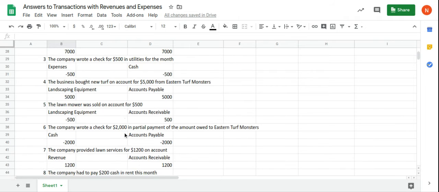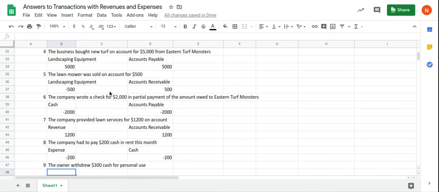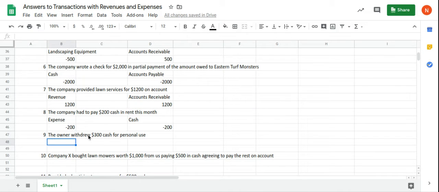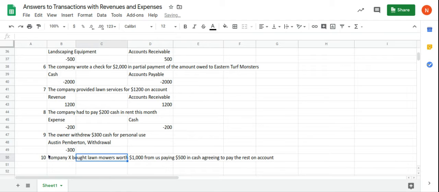Number 9, the owner withdrew $300 cash for personal use. We see the owner, so we know it's going to be either capital or withdrawal. Simple enough. The word withdrew is right there, so it's going to be the owner, Austin Pemberton, withdrawal. And withdrawal is always negative, so it's negative $300. We withdrew cash, so the company is losing cash. That'll be a negative $300.